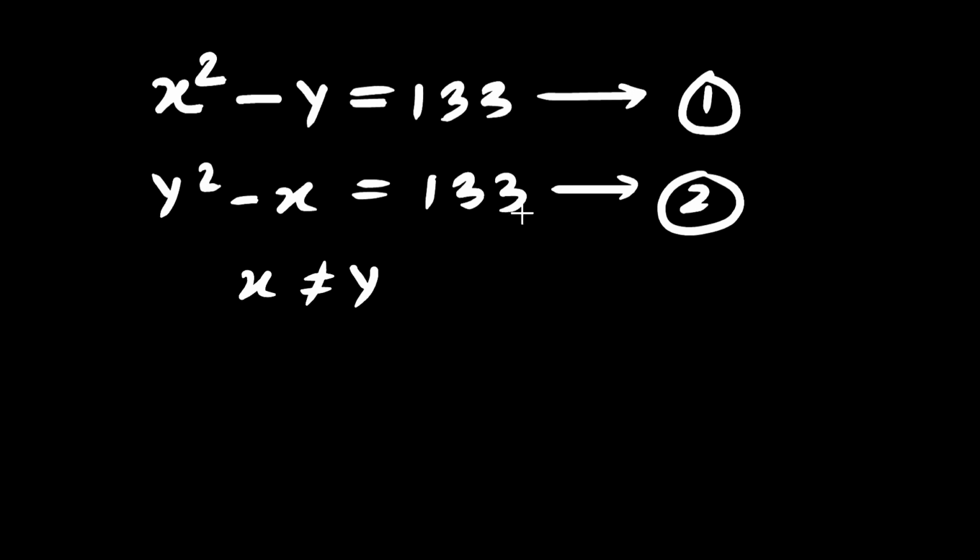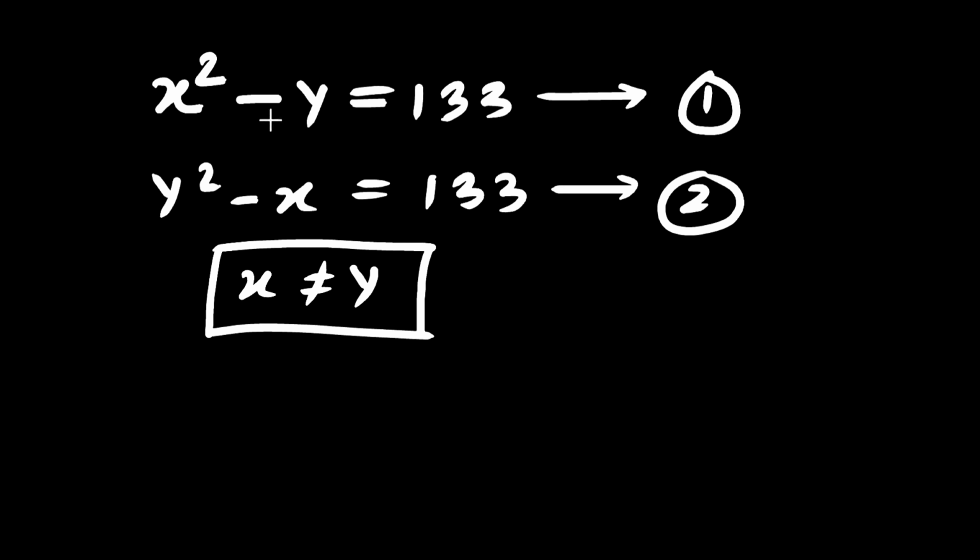And the second equation says y squared minus x also equals 133. We are also told that x is not equal to y, and that condition will be very important later. Let's begin by subtracting the second equation from the first.